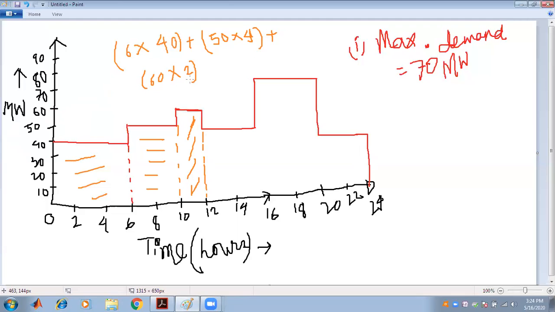Now our third area is this one. So what is our third area? The third area is 50 into 16 minus 12, which is 4. That means 50 into 4.